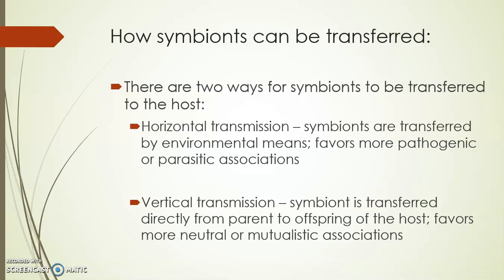The next type is vertical transmission. This is where the symbiont is transferred directly from parent to offspring of the host. And this favors a more neutral or mutualistic association. And this makes sense because the symbiont needs the host to reproduce to replicate itself.